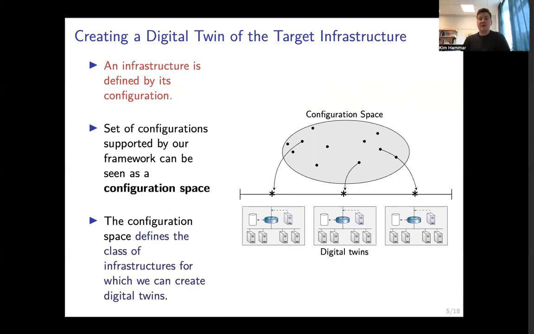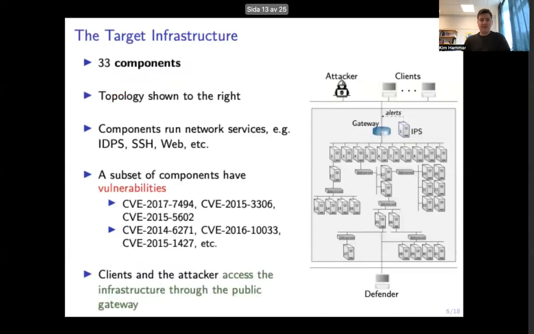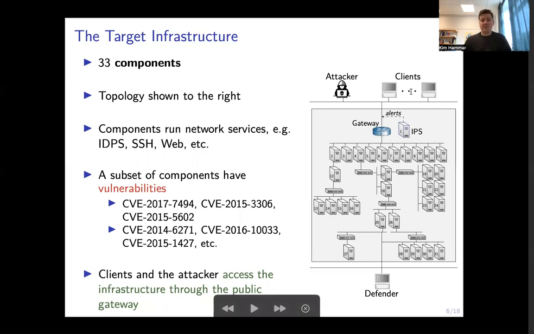Throughout this presentation, I will focus on a specific configuration, just to give an example. And this configuration is shown here. So this infrastructure consists of 33 components that are connected in a topology that you see to the right. And these components run various network services. They run web services, databases, management services, and so on, which are then consumed by the clients that you see on the top here. Further, a subset of the components have vulnerabilities that may be exploited by the attacker.